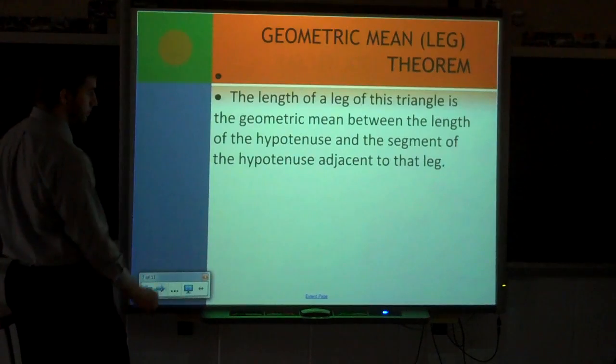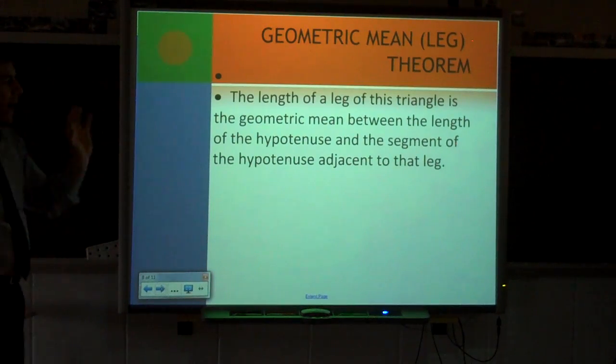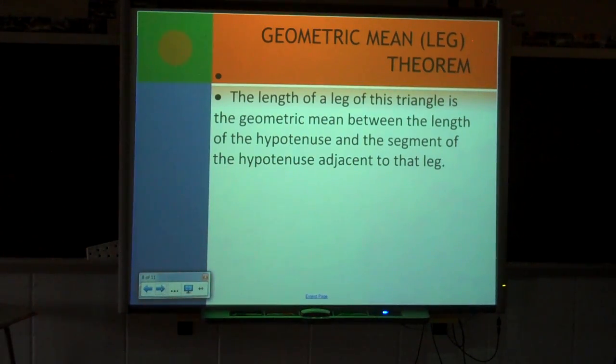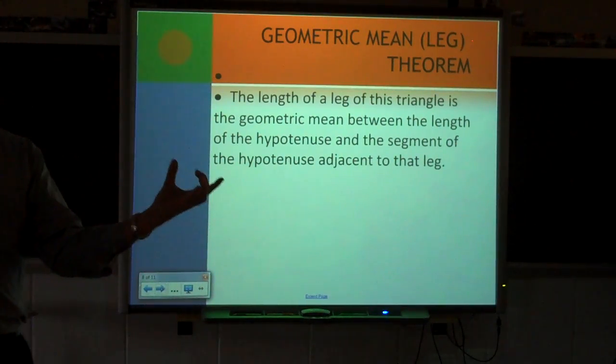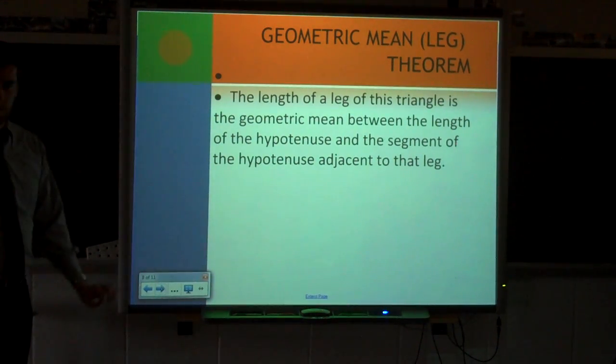The length of a leg of this triangle is the geometric mean between the length of the hypotenuse and the segment of the hypotenuse adjacent to that leg. So this gives us a way to find this even if I don't know the altitude. The length of the leg is the geometric mean between the length of the whole hypotenuse and the part that leg touches. And remember, if you need to pause this, do so.